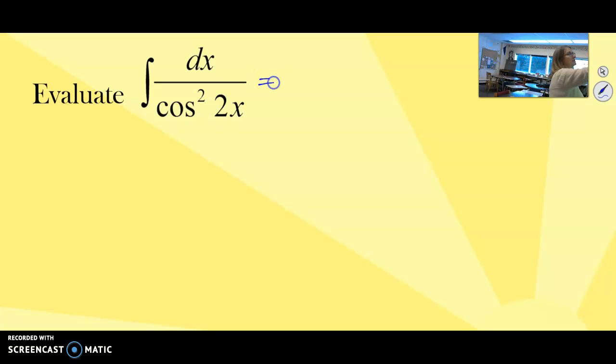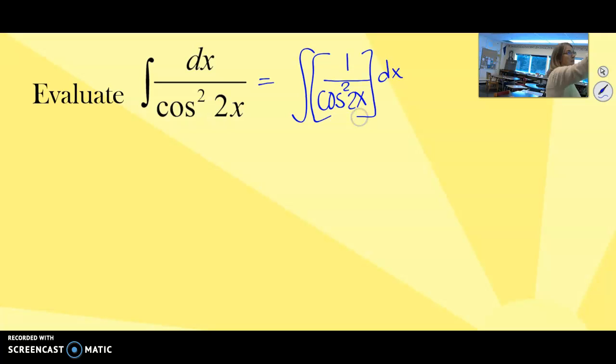To start with, I'm going to separate my fraction again: 1 over cosine squared of 2x, and then I'm going to put the dx over here. Now, that's the same exact thing. If you multiplied by dx over 1, you would get what we started with. So we want to just pull that dx out so we can really focus on the actual integrand, since dx is just telling us we're going to find the antiderivative with respect to x.